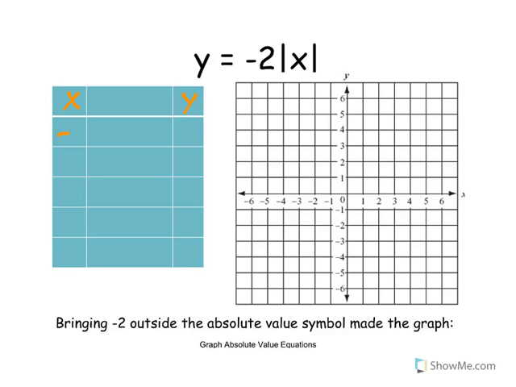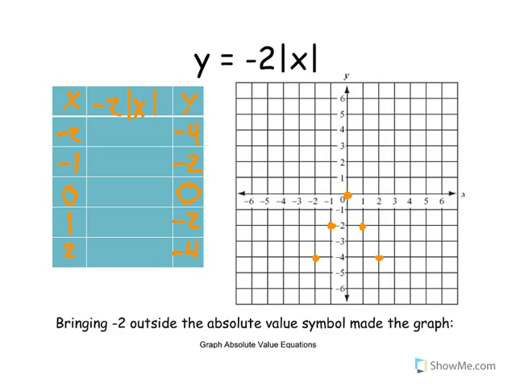So we're going to start with our same values. So the absolute value of negative 2 is positive 2, multiplied by negative 2 is negative 4. The absolute value of negative 1 is positive 1, multiplied by negative 2 is negative 2. Negative 2 times 0 is 0. Negative 2 times 1 is negative 2, and then negative 4. So pretty much this is going to be the opposite of absolute value of 2x.